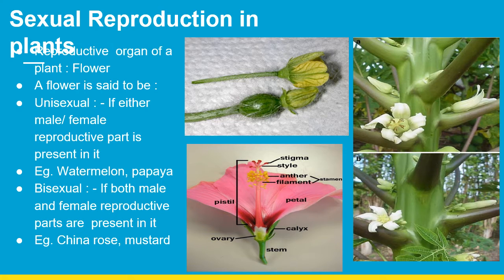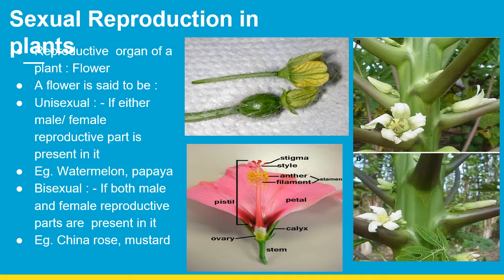So next we will see how sexual reproduction takes place in plants. The main reproductive organ of a plant is the flower. A flower is said to be unisexual or bisexual. If either the male or female reproductive part is present in a flower, we call such flowers unisexual flowers.